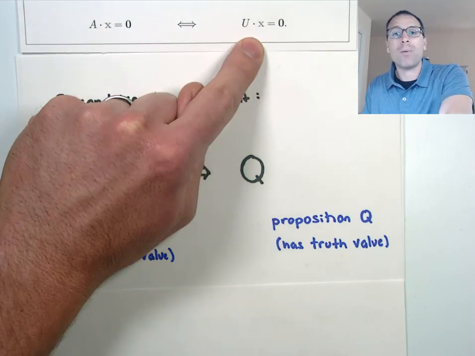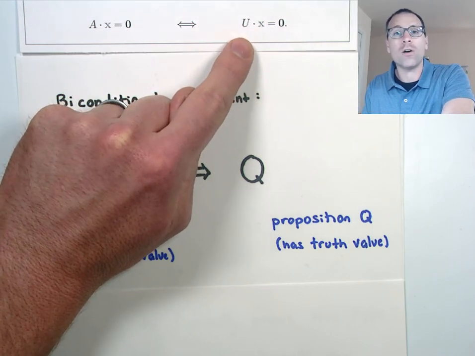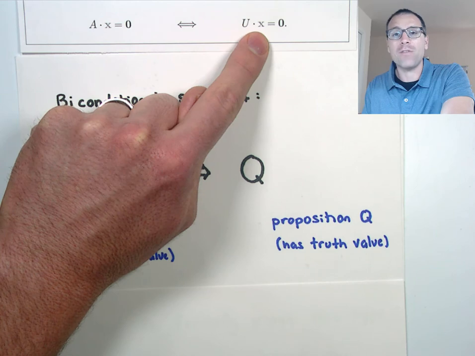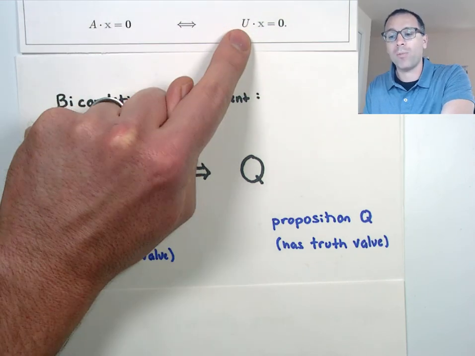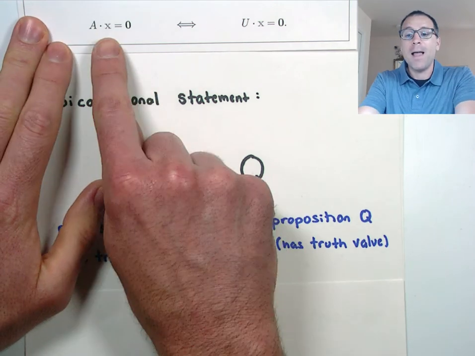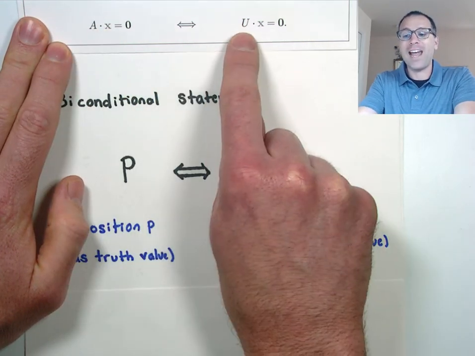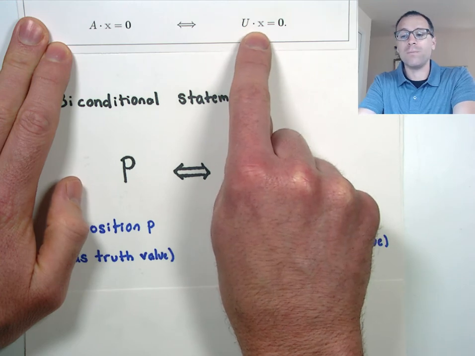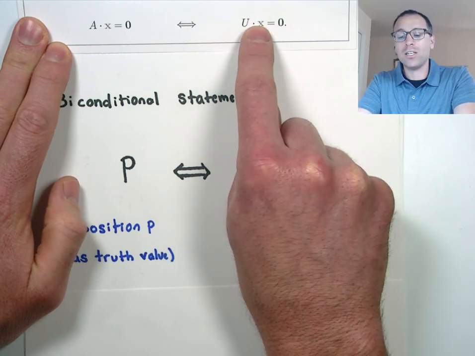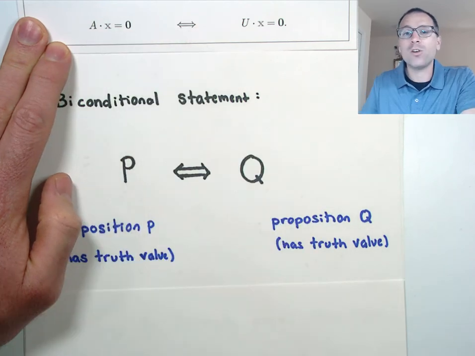Same thing over here, proposition Q is going to be U times x equals 0, where U is the RREF form. The same value of x that we multiplied over here, we could multiply over there. It's either equal to 0 or it's not. And the statement is basically saying, if I have an x that sends A to 0, that x also sends U to 0. If I have an x that sends U to 0, that x also sends A to 0. They're identical. And you got to be a little bit careful.